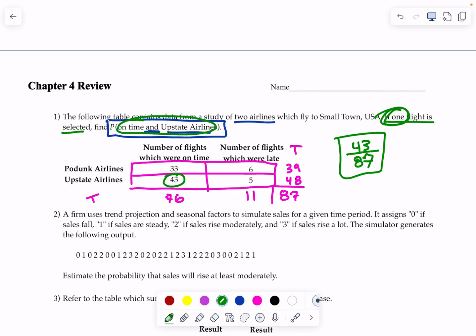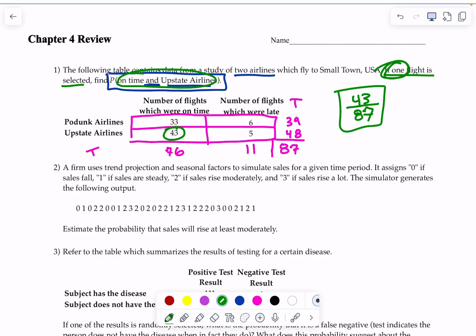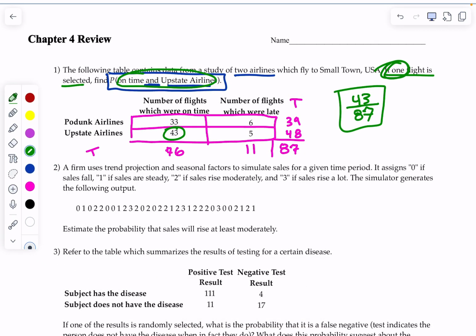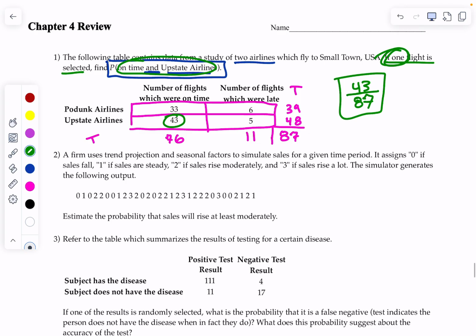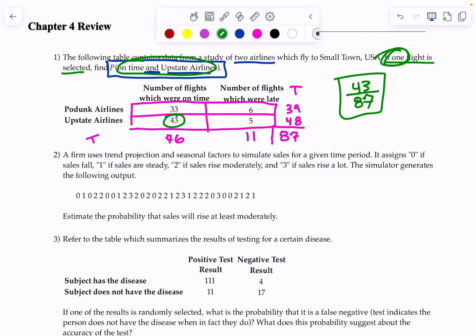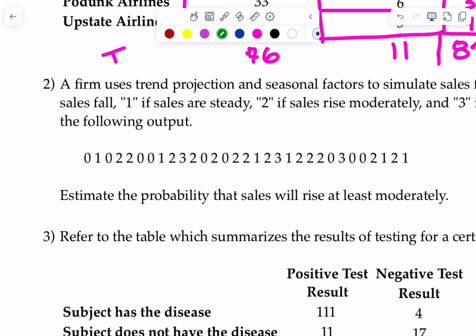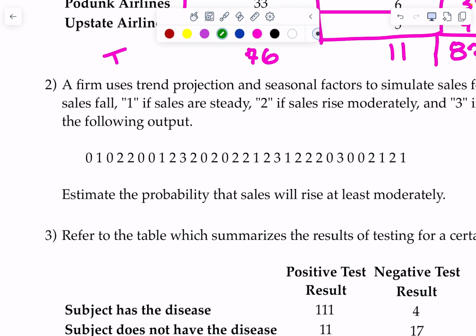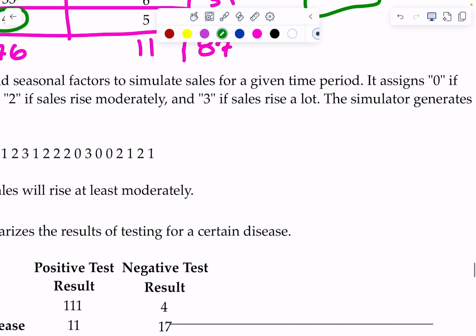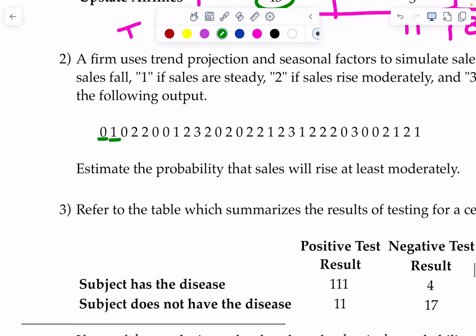Okay. Number 2, a firm uses trend projection. This is like the 4-5 stuff, which is using simulations. It says trend projection and seasonal factors to estimate sales. A 0 is sales falling. A 1 is if sales are steady. 2 is if they're rising moderately. 3 is if they're rising a lot. So the simulator generates the following output. So 0 is falling, 1 is staying the same, 2 is rising, 3 is really rising. Okay? So we've got this going on here.